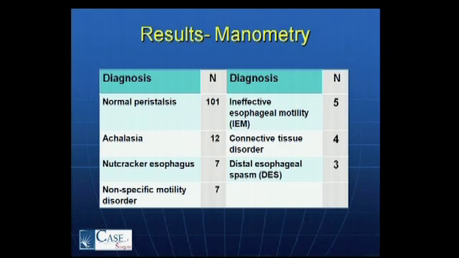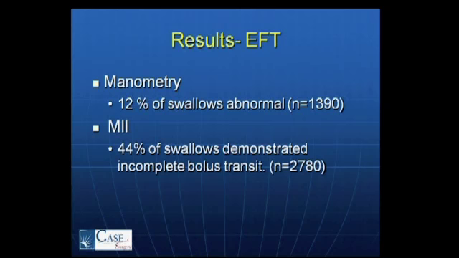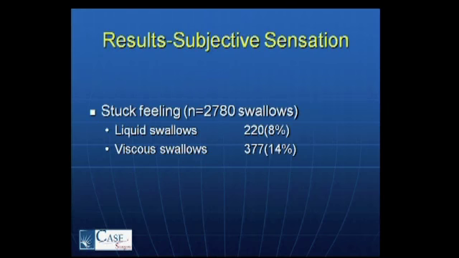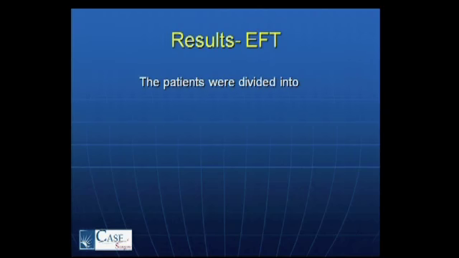Manometric results showed the majority of the patients to have normal peristalsis. The next biggest group was achalasia, which had 12 patients in it. Interestingly, when we analyzed every swallow, we found that 12% of these swallows had abnormal manometric findings. On the other hand, 44% of these swallows had incomplete bolus transit on impedance studies, which was a big difference. We also analyzed stuck feeling, and we found 8% of the liquid swallows and 14% of the viscous swallows were reported to have stuck feeling by the patients.